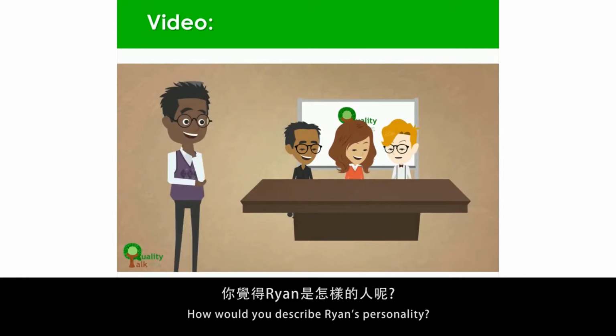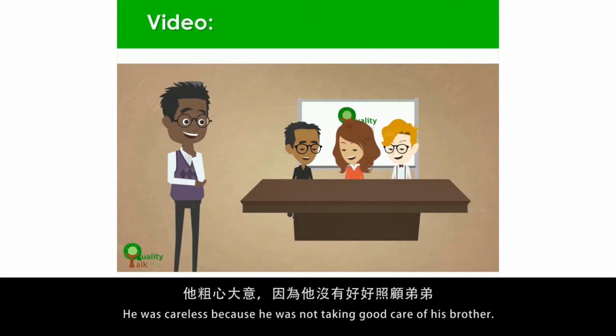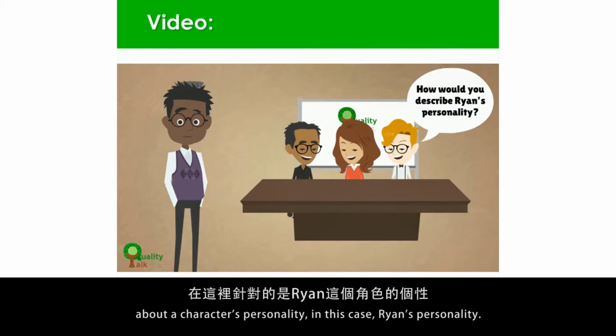How would you describe Ryan's personality? He was an honest person because he told his mother the truth at the end. He was careless because he was not taking good care of his brother. Great. Tyler just asked a generalization question about a character's personality. In this case, Ryan's personality.